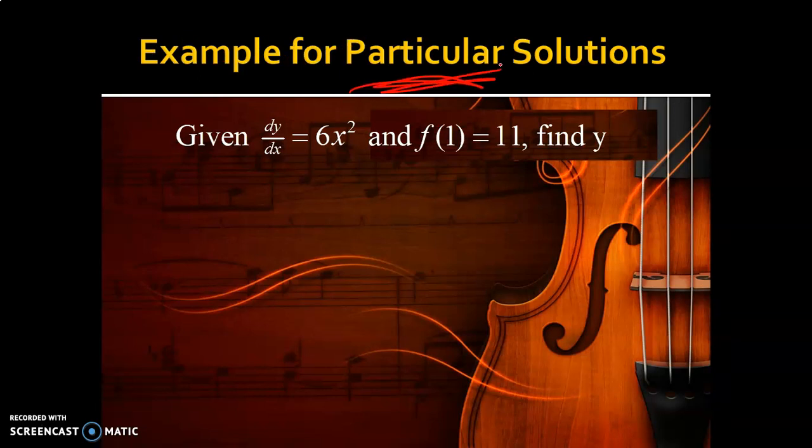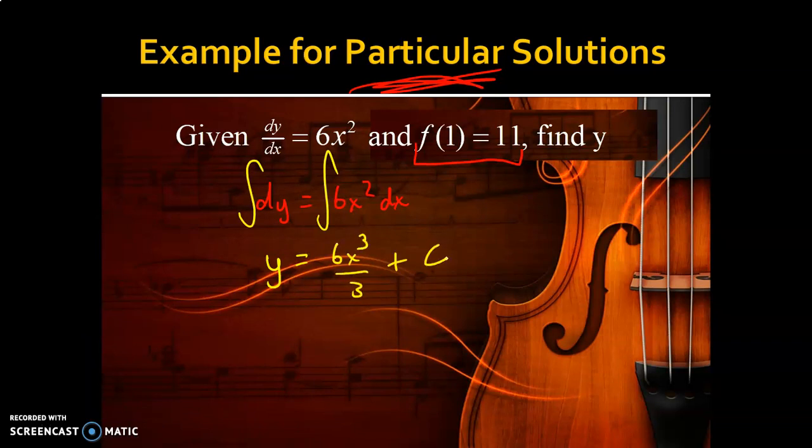Particular solutions, again, are just giving you an initial value and using that to find the c value. So if dy dx is 6x squared, that would mean that dy is 6x squared dx. And then if I take the integral on both sides, the integral of dy is just y. The integral of 6x squared would be 6x cubed over 3 plus c. So this is really just 2x cubed plus c.